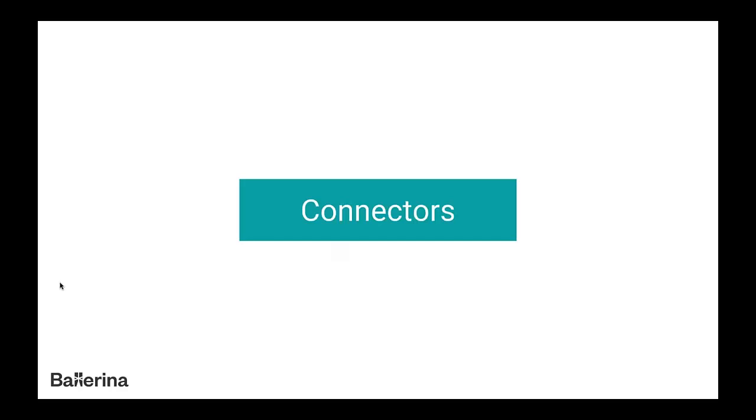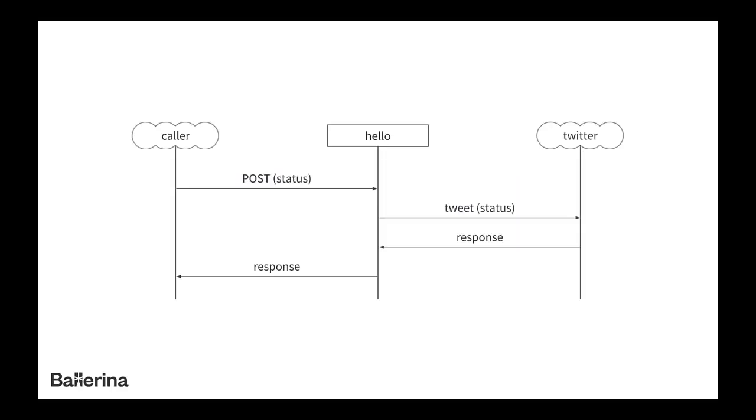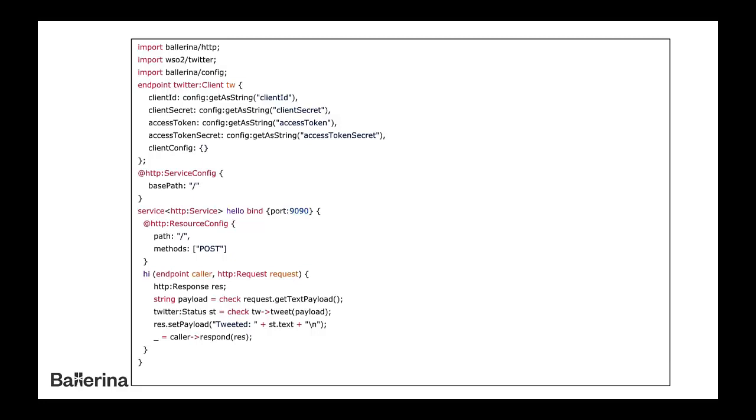So connectors again are a main concept that's there in the language itself. I'll show you a simple scenario where we use a Twitter connector to do a tweet from a program. And this is a sequence diagram for that. So basically the caller does a post to the client program, and using a Twitter connector, we do a tweet, get the response from Twitter, and send it back to the client. So let's see how the code looks for that.